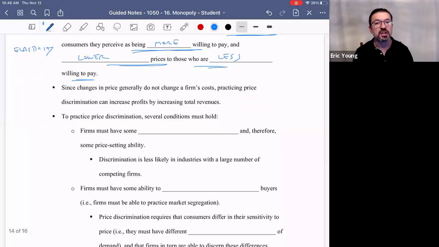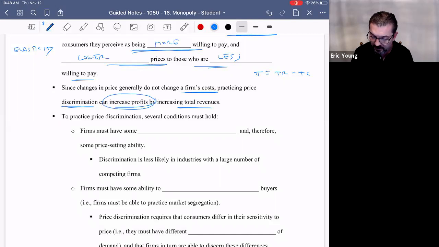Note that since changing the price generally does not change a firm's costs, recall that profit is equal to total revenue minus total cost. Since changing prices will typically not change the firm's costs, if a firm can successfully practice price discrimination, it can increase its total revenues and therefore critically increase its profits. So it's fundamentally a business strategy decision.